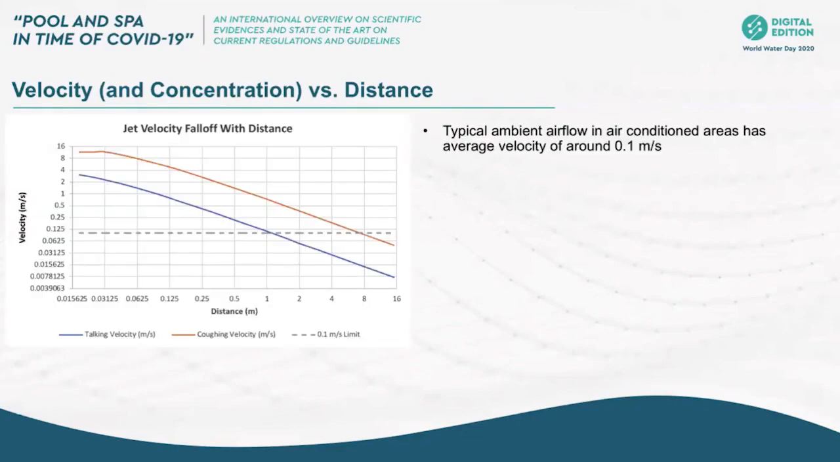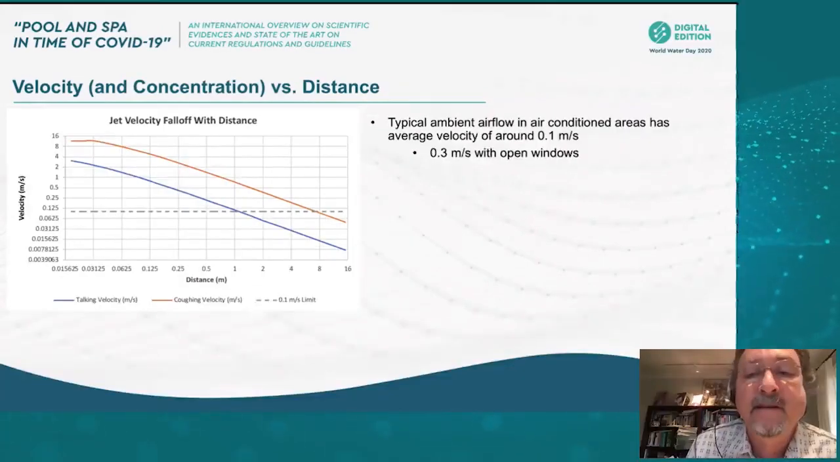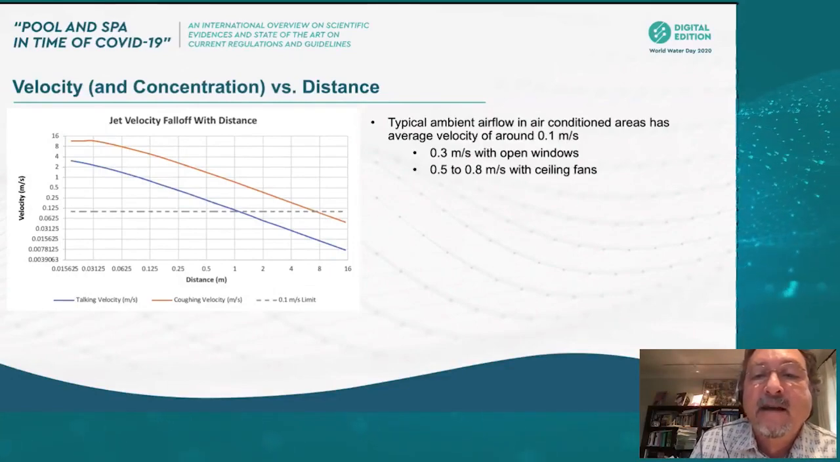Okay, now let's look at that similar graph, but over longer distances. Now this is a logarithmic graph so that I can show long distances more easily, and you can see the linear relationship with having half the velocity and doubling the distance. This dotted line is where the typical ambient airflow of air-conditioned areas is, and indoors this is talking about, and that's 0.1 meters per second. And what you can see is it's higher if you open the windows, for example, to let fresh air in, even higher if you have ceiling fans.